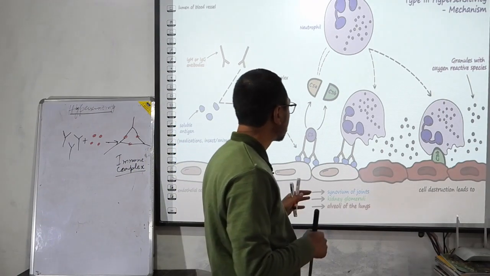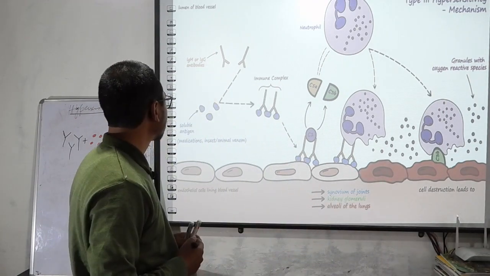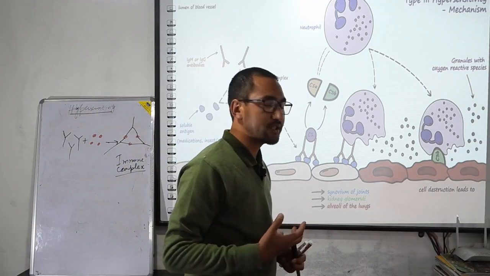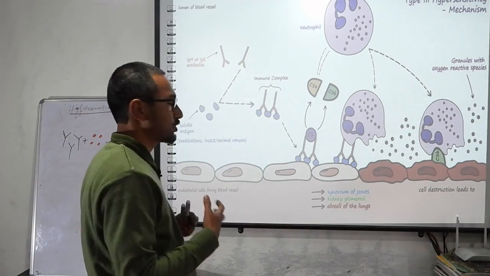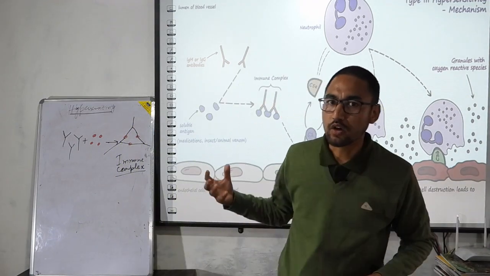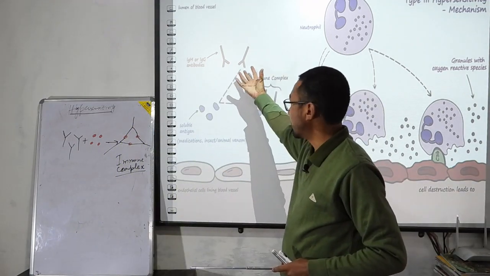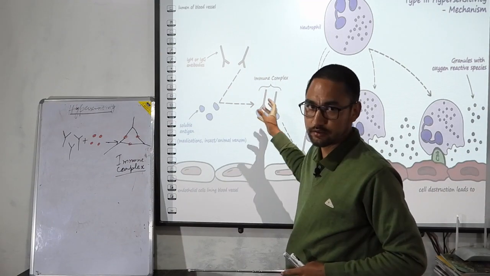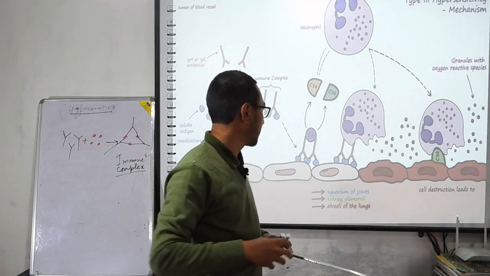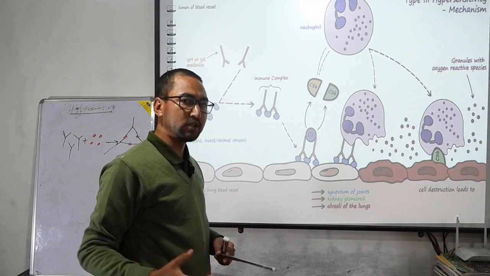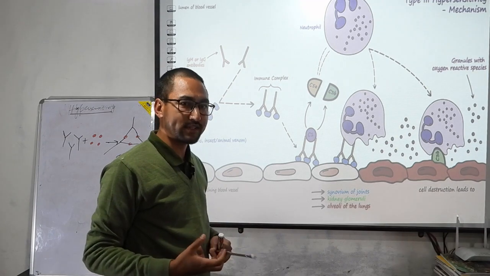So summing up, this is how it happens. Say for example, we have antibodies of IgG or IgM, and we have soluble antigens present in our system. They combine with each other, forming immune complexes. Now, as I already said, they are unable to be recognized by the phagocytic cells.